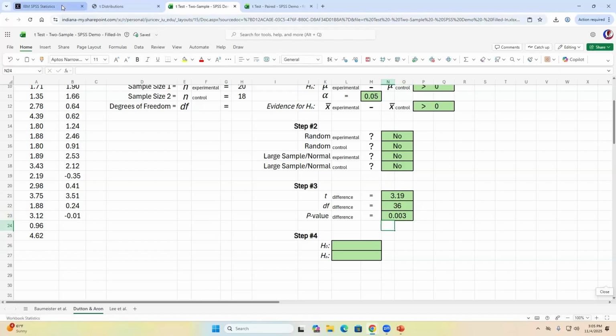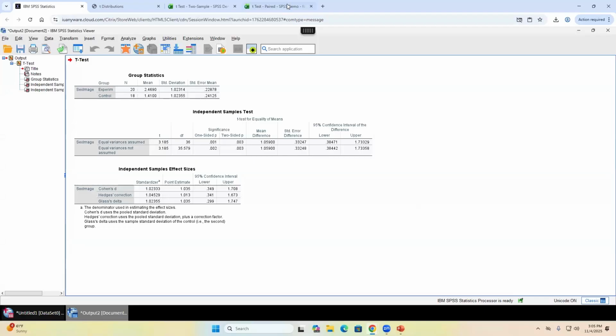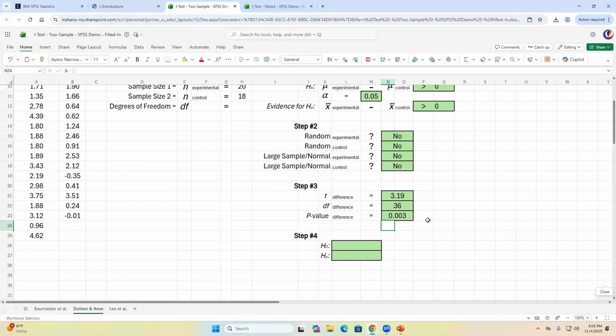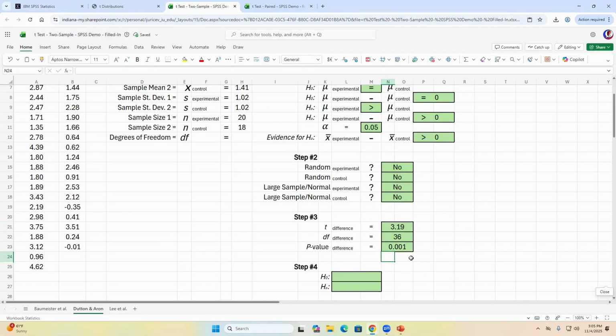And we get that from, again, SPSS, degrees of freedom, and your p-value. Our p-value, let's do this right, 0.001, because we are going to use the actual one-sided t-statistic. And then the last thing we do is we compare our p-value to alpha for step 4 here.